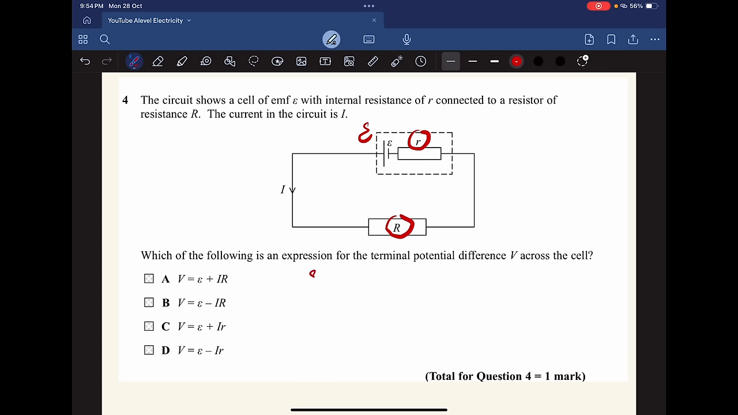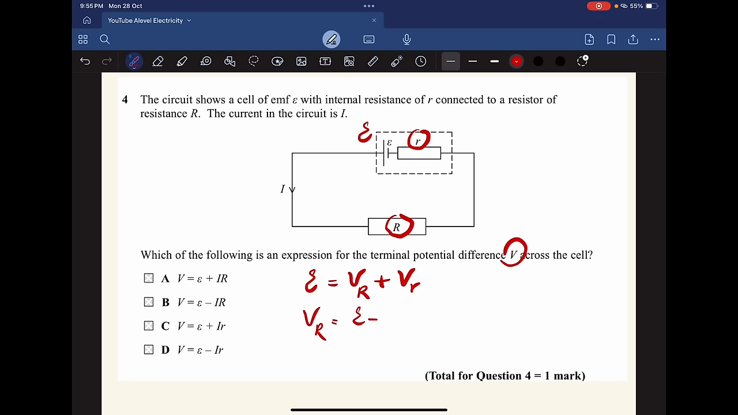So you have to know that epsilon is the total electromotive force, or the total energy transferred by the power supply or by the electric cell per unit of charge, which equals the external voltage. And do not forget, there is some voltage drop across the internal resistance as well, which is v small. I need to get the value of V, the capital, or the voltage across the external resistor. So V equals epsilon minus v small.